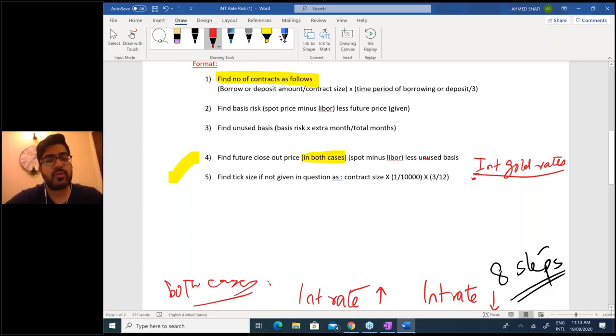Then you need to find the futures closeout price in both cases, the increased interest rate case and the decreased interest rate case. It's spot minus LIBOR less unused basis. Then you need to find tick size if it's not given in the question. It's contract size into 1 over 10,000 into 3 over 12. Now, what did I tell you about tick? What exactly is tick?